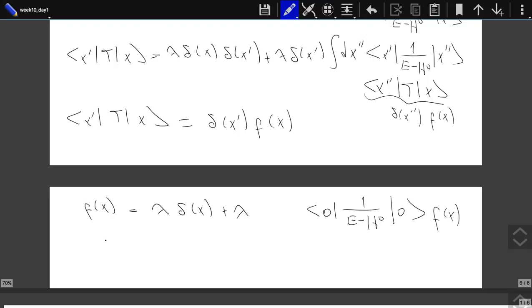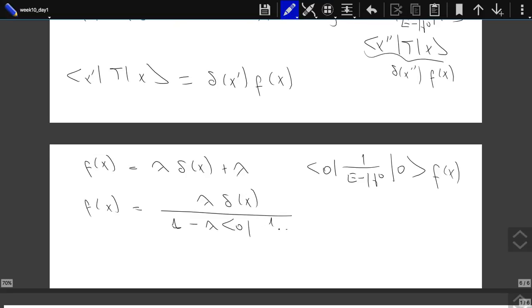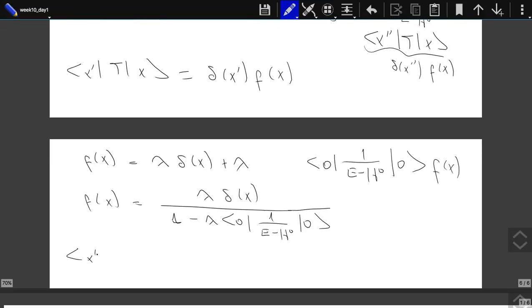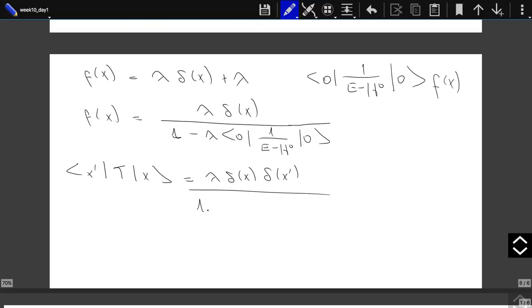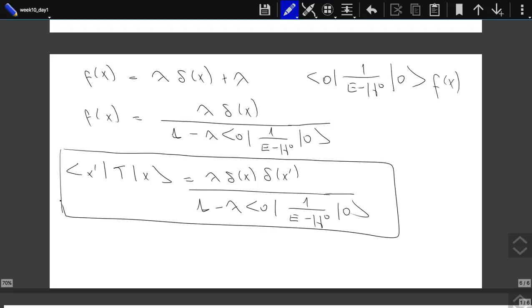Now I can find what f of x is, equal to lambda Dirac delta of x divided by 1 minus lambda times the matrix element at 0, 0. Or T is equal to lambda Dirac delta of x Dirac delta of x prime divided by 1 minus lambda times 0, 1 over E minus H0, 0. This is our T matrix in coordinate space. Well, if you evaluate it in momentum space and find where its pole is, that is where your bound state is.